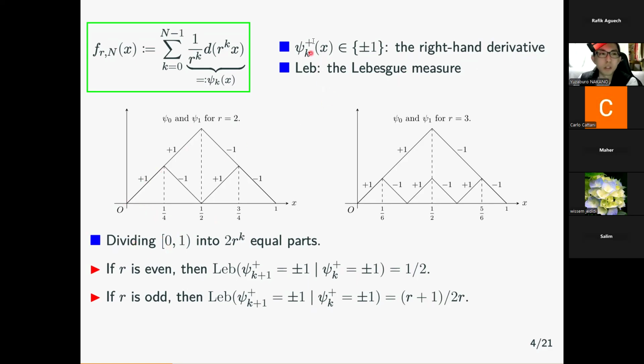The right-hand derivative takes values on this divided interval, dividing the unit interval into 2 times r^k equal parts, and assigning plus minus 1 from left to right.